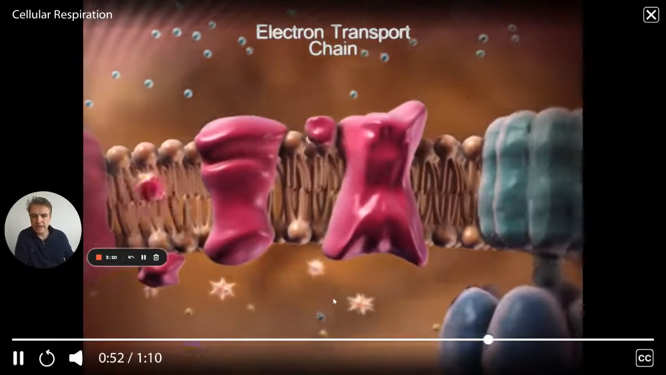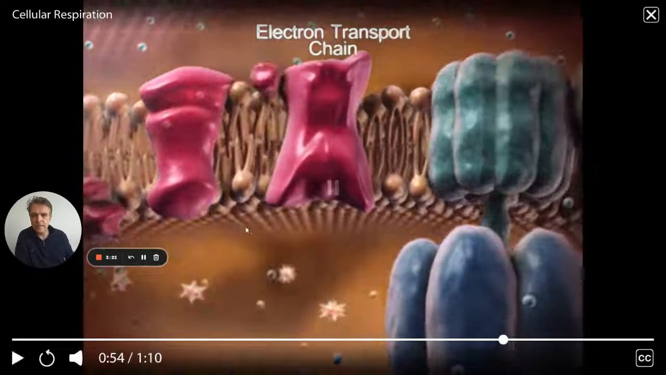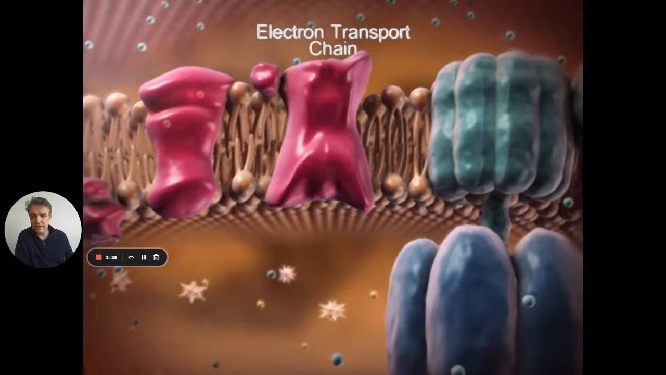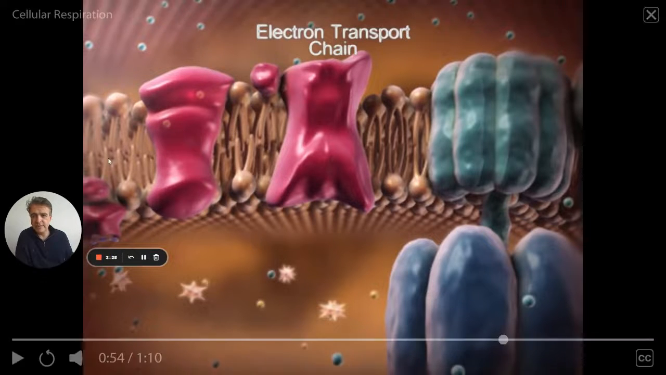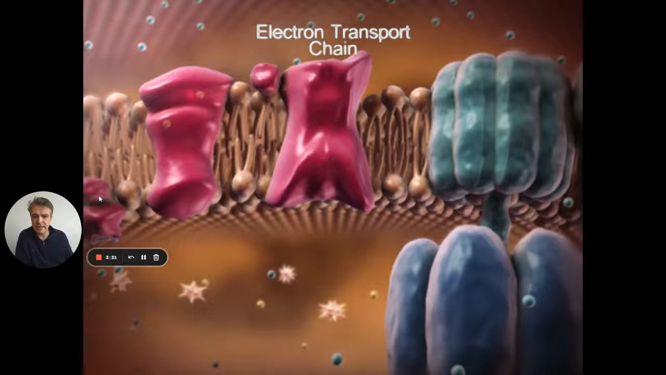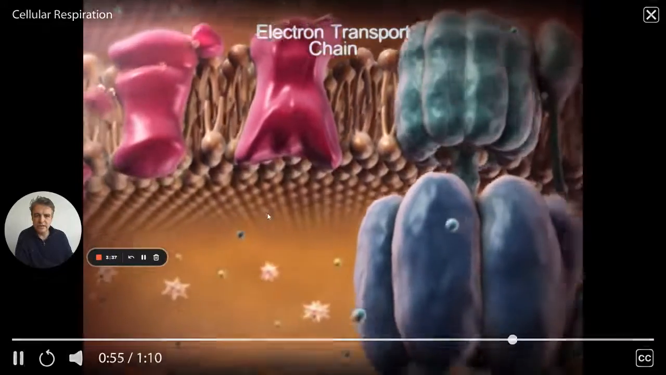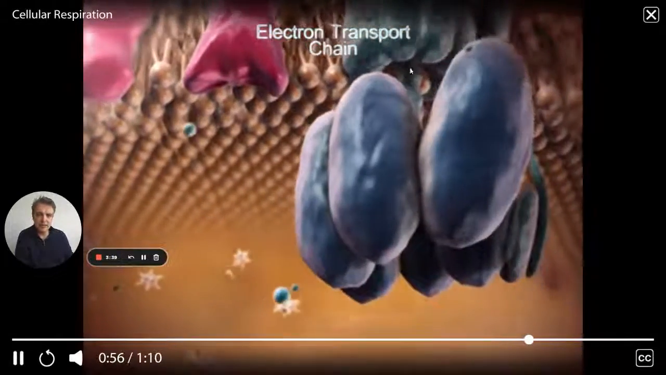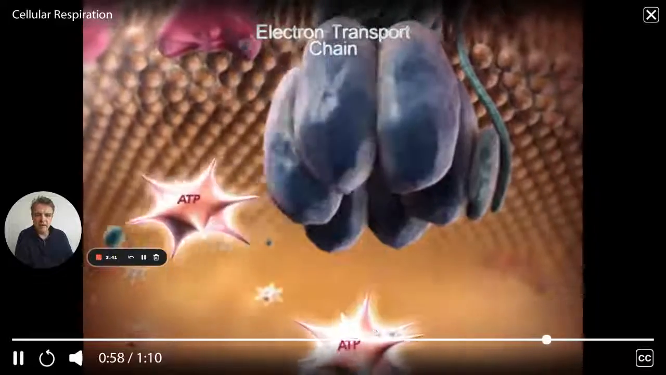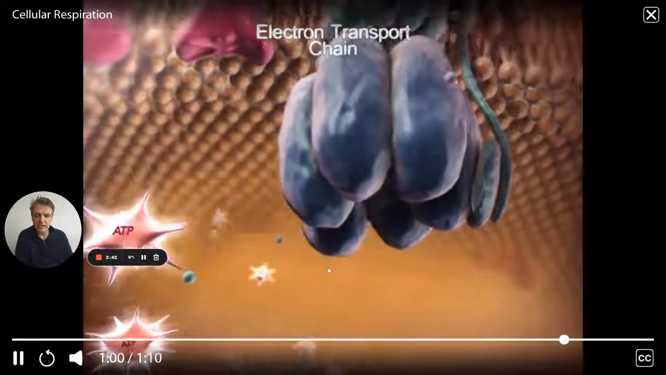So the electrons are passed along the chain, and a number of these require essential B vitamins. So the first complex needs riboflavin to make CoQ10. We need B2, B6, B12. So hence you can see why if you're low in B vitamins, you'll struggle to produce energy. So these electrons are then passed along, and finally they produce the ATP, the energy of life.